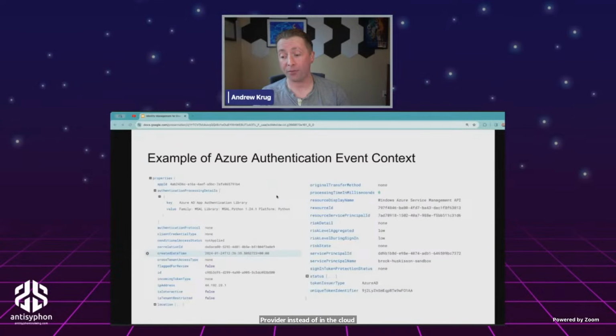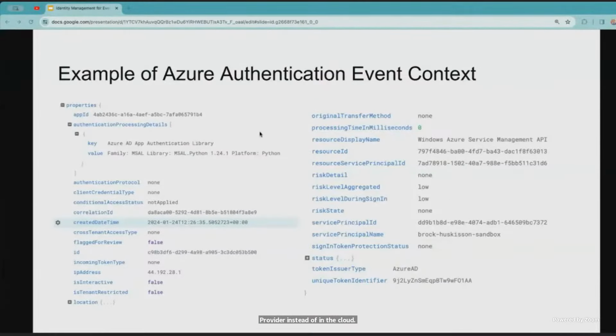So all cloud providers, by the way, have audit logs. This is an example of Azure's audit log. You can see in the session claim here, we actually don't get a whole lot, and I just pulled out the session context bit. We actually don't get the MFA claim as part of that log. So we're lacking a little bit of visibility there.